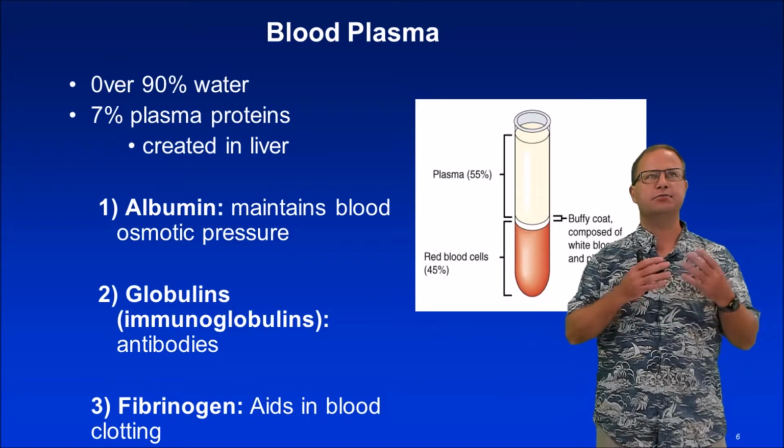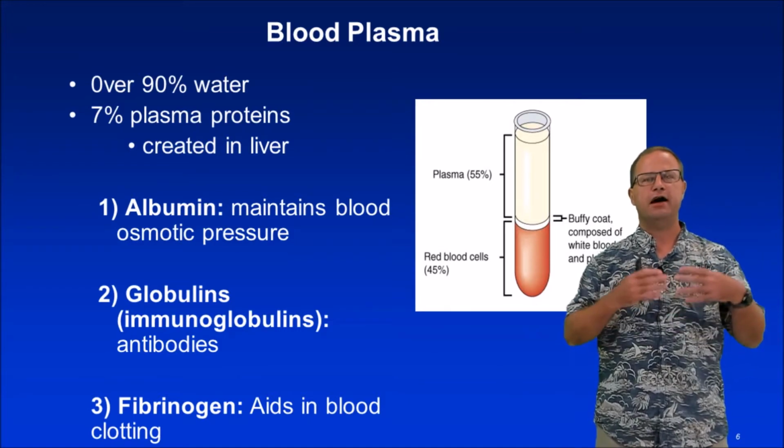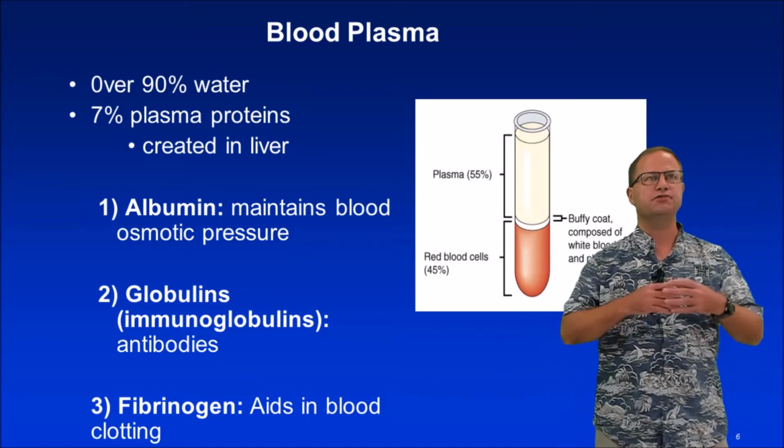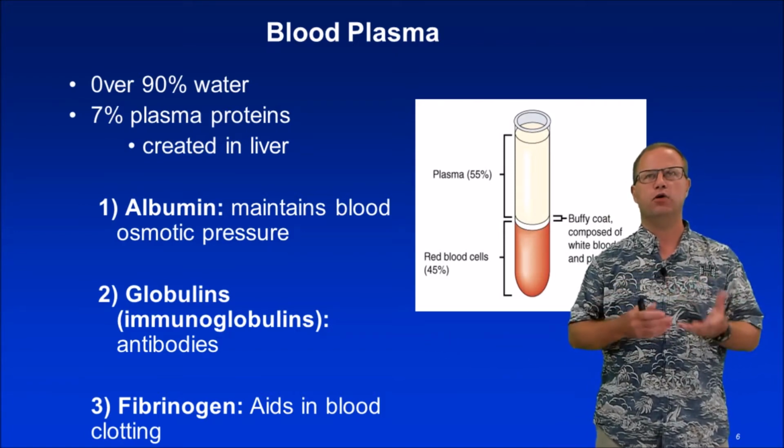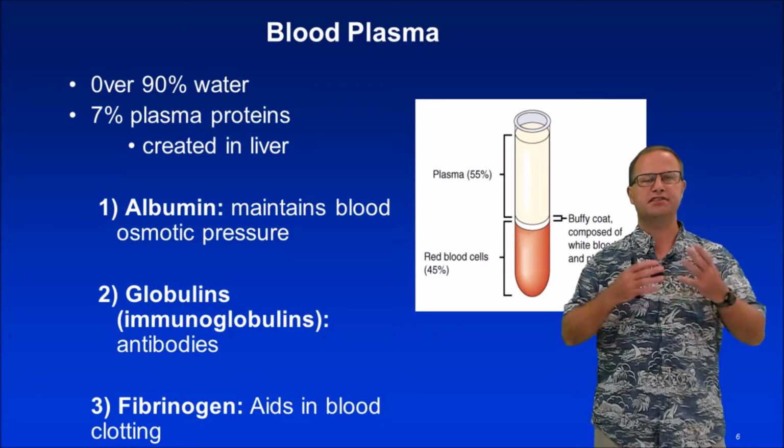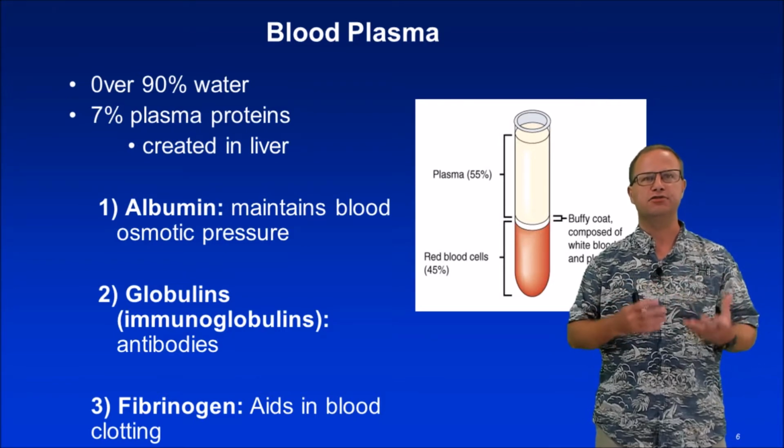And finally, the last protein here is something called fibrinogen. Fibrinogen is a soluble protein which helps with blood clotting. So if you get a cut in your skin or something like that, fibrinogen is a very important part of the clotting cascade, which helps to stop that bleeding, and that process is called hemostasis.